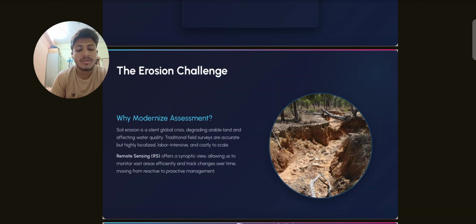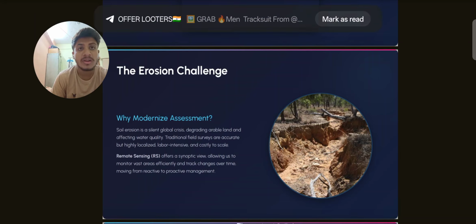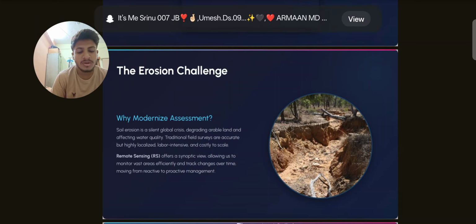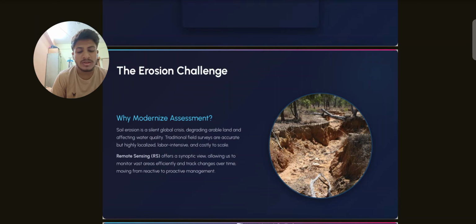The assessment of soil erosion using remote sensing involves identifying, quantifying, and monitoring areas affected by erosion processes through the analysis of satellite or aerial imagery. This approach allows for both spatial and temporal evaluation of erosion patterns, providing valuable insights for land management and conservation planning.